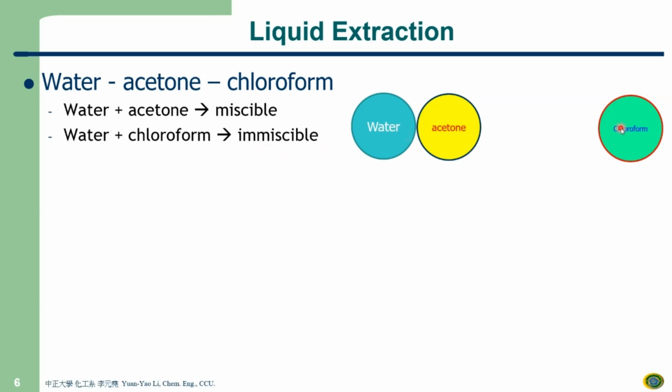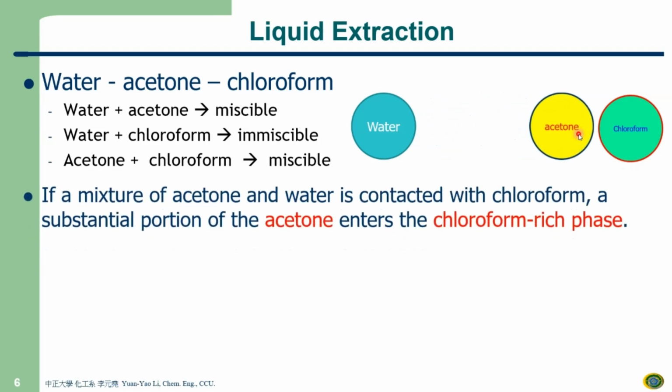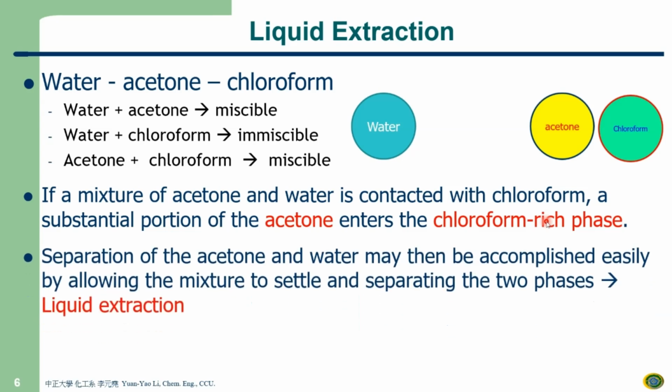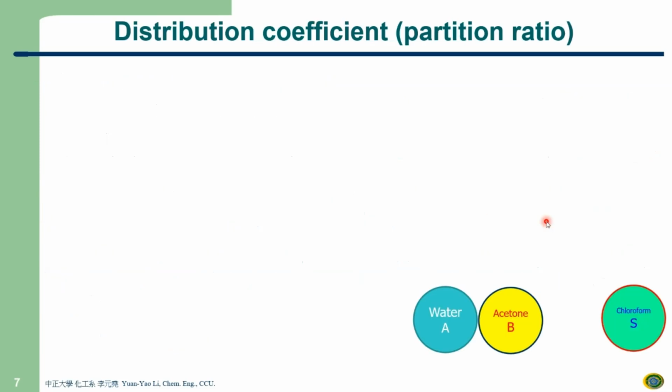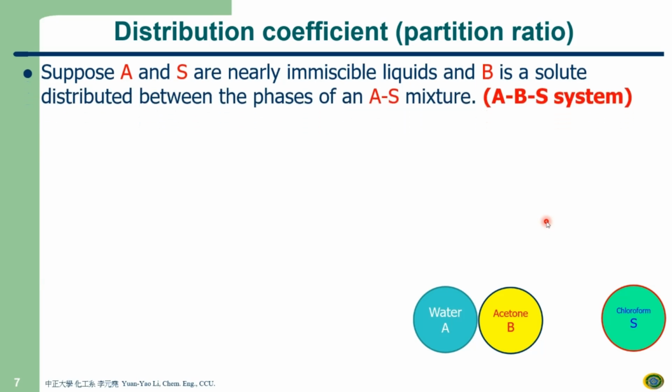So water and chloroform cannot get together; they are immiscible. What you need to do is move acetone into the chloroform, so this one will go to this place. This is what we call acetone entering the chloroform-rich phase, a liquid-liquid interaction. I hope you remember this. So we have a distribution coefficient here. This is what we call the ABS system: A is water, B is acetone, and S is chloroform.